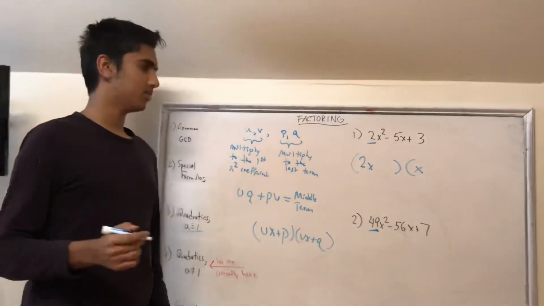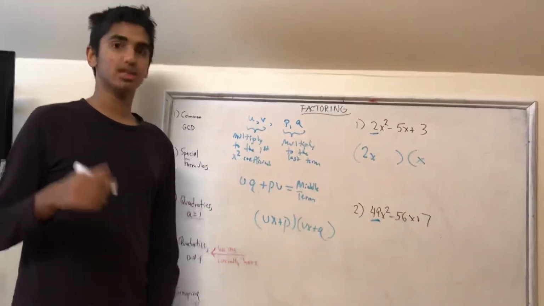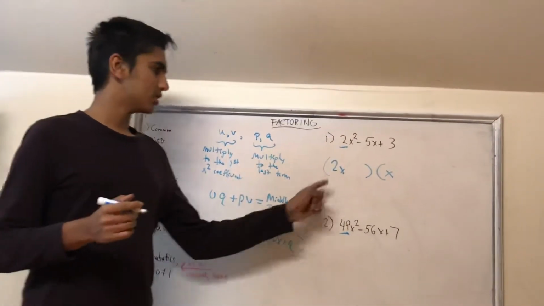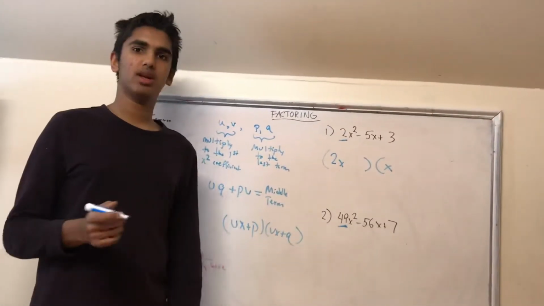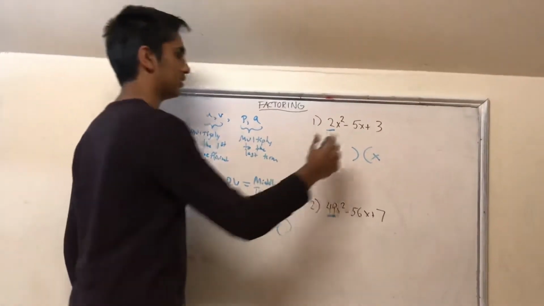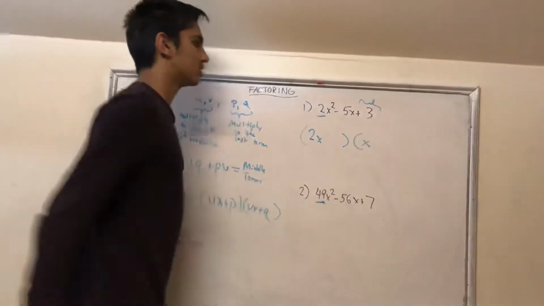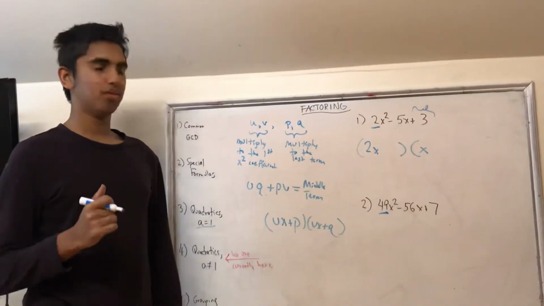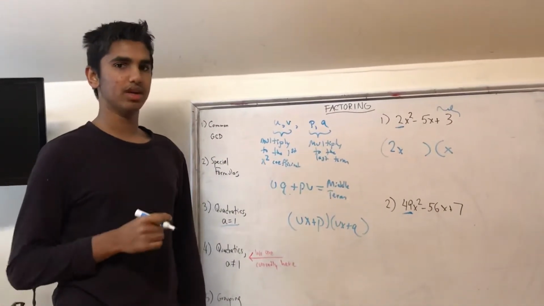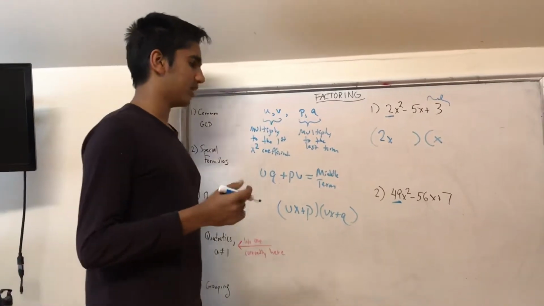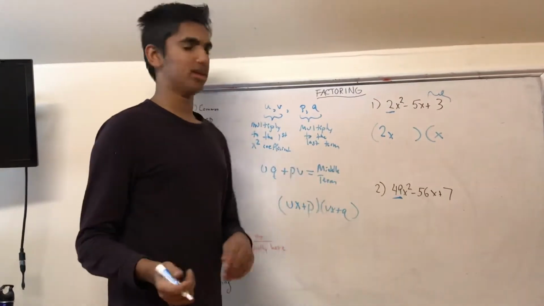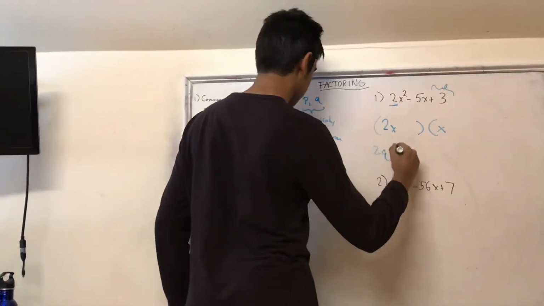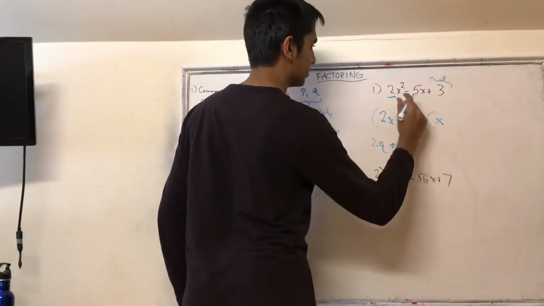Finally, you can also assume things. You can say u is 2 and v is 1 because in the end it won't matter. You'll just get the factors in reverse order. So we're just going to assume u is 2 and v is 1. Now we need to look at 3. We need two numbers that multiply to 3. This can either be positive 1 and positive 3 or negative 1 and negative 3. We also have to order them differently because we need uq plus pv, so we need 2q plus p to equal negative 5.